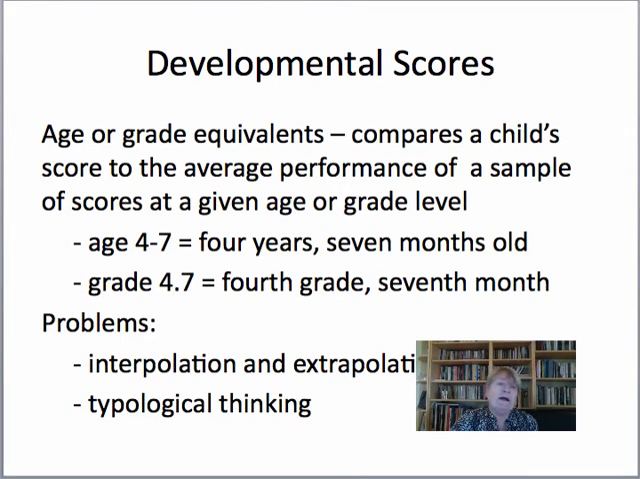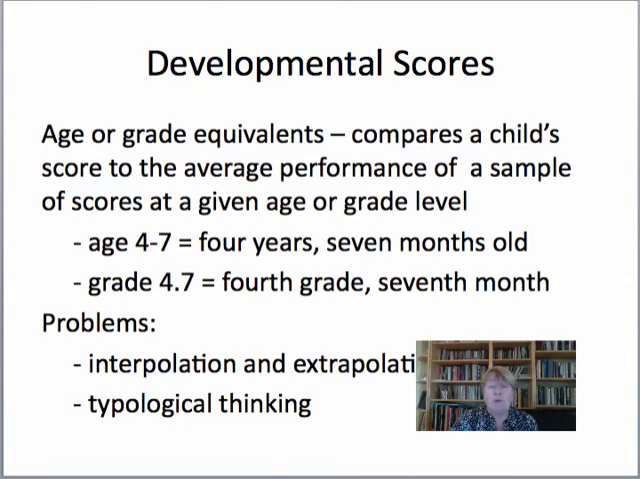I don't like them for a number of reasons, but we're still going to talk about them since they are so common. The first thing that you need to know about age and grade equivalence is what we're doing is comparing a child's score to the average performance of a sample of scores at a given age or grade level. Now, we'll see what that means in a moment because we'll be calculating some of that.